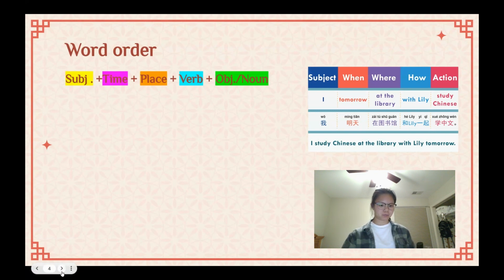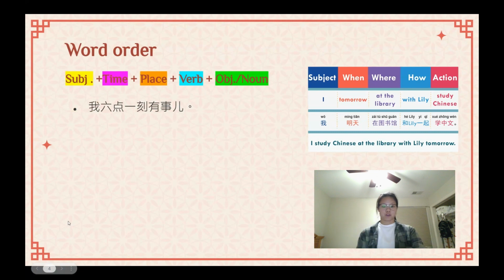First example is 我六点一刻有事. Now I want you to understand that within every sentence, you might not hit every single part of that sentence structure. You might not say place, or you might not say the time, but it still will follow that order. So 我六点一刻, I at 6:15. Subject is I, and then the time is 六点一刻, 6:15. 有事, 有 is that verb, and 事 is that object or noun. So it's still following that sentence structure.